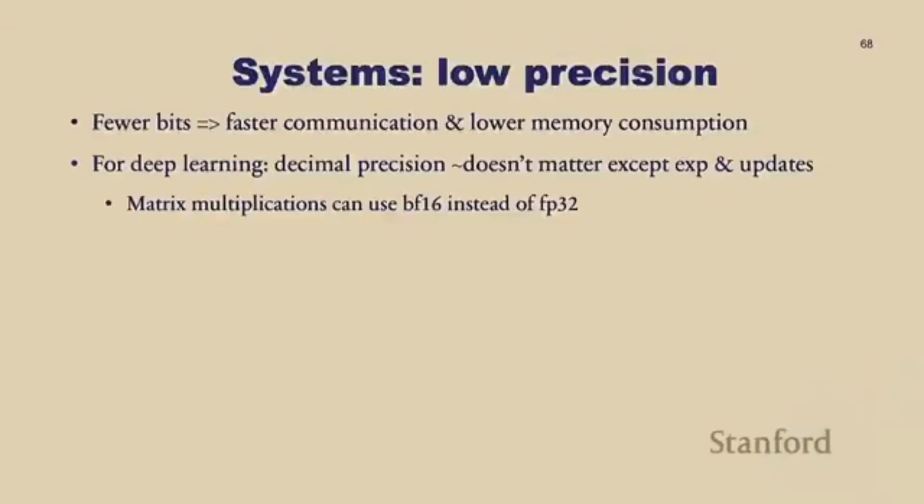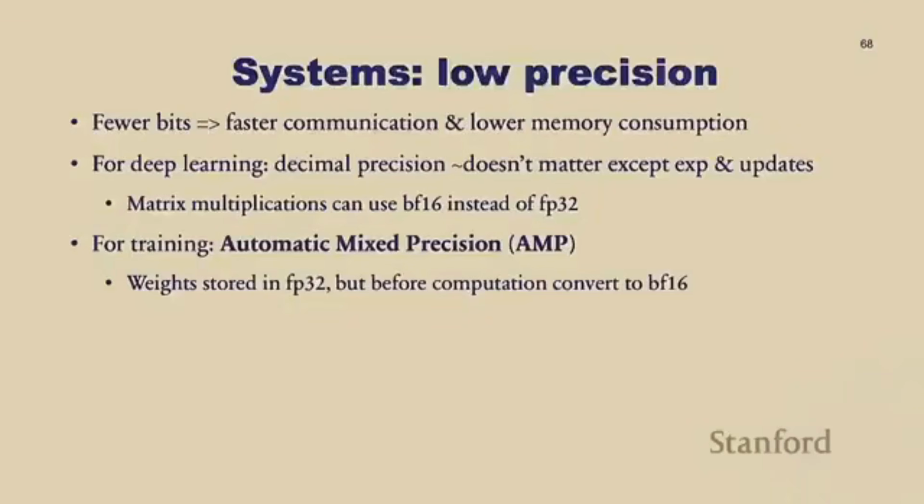So basically, instead of using 32 bits per float, which is what people used to use, or 64, for example, which is what you would use in other domains, you use 16 bits for matrix multiplication. So for every float, you use 16 bits. And for training, you have what we call automatic mixed precision, which is that some of the things are in 32 bits, others are in 16 bits. Generally, the way you should be thinking about it is that the weights of your model are stored in 32 bits. But just before the computation, you put everything in 16 bits.